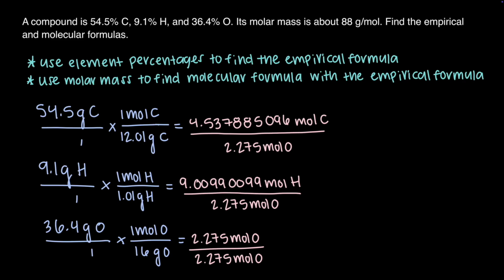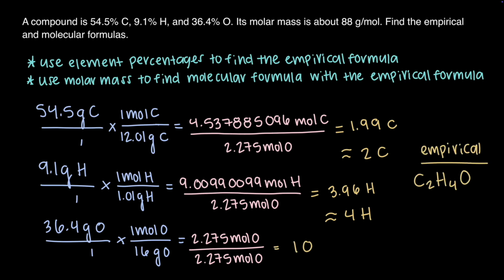Dividing each by moles of oxygen, we get 1.99 carbon, which will round to 2 carbon, 3.96 hydrogen, which will round to 4 hydrogen, and 1 oxygen. The empirical formula will be C2H4O.